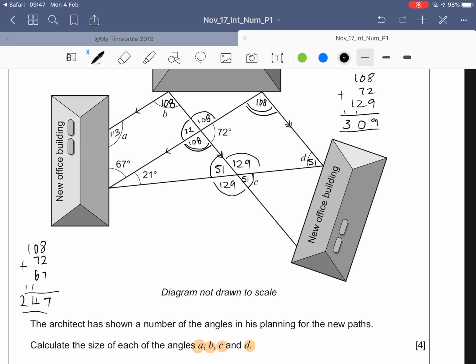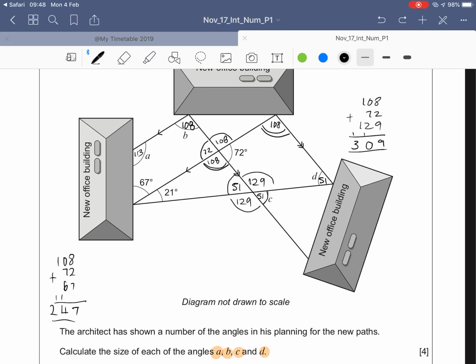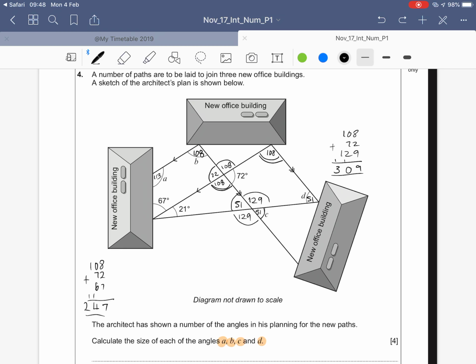I didn't find them in any special order, and I actually filled in every single angle that I could think of, that I could find, without focusing on whether I was doing A, B, C or D. That way I made sure that I've got all my information. The first angle you find may not be A. A may just come about from finding other angles, which is what's happened here.